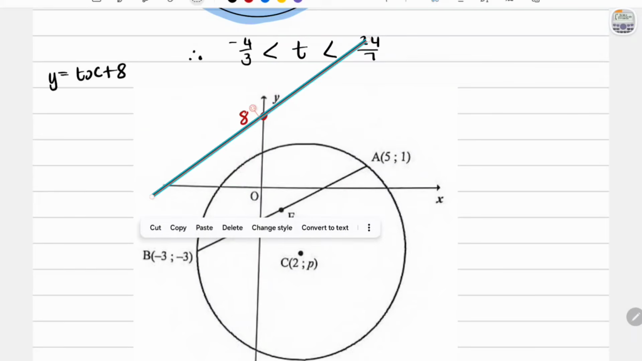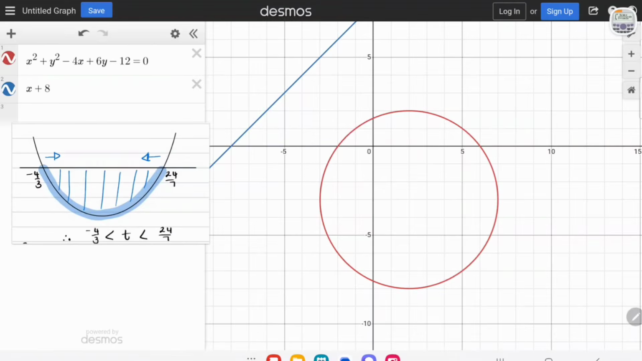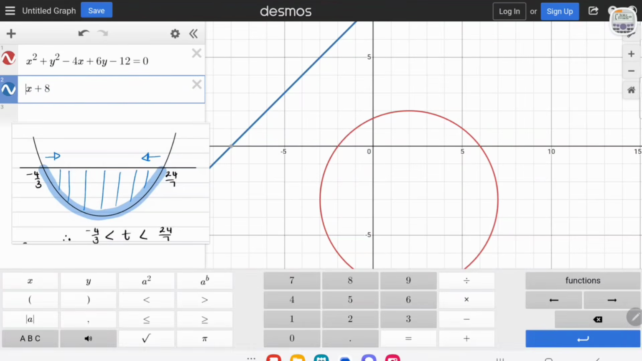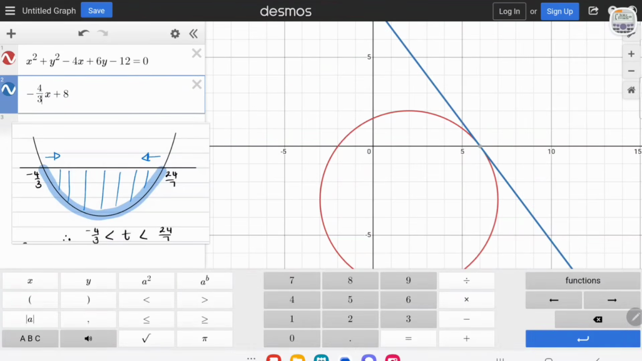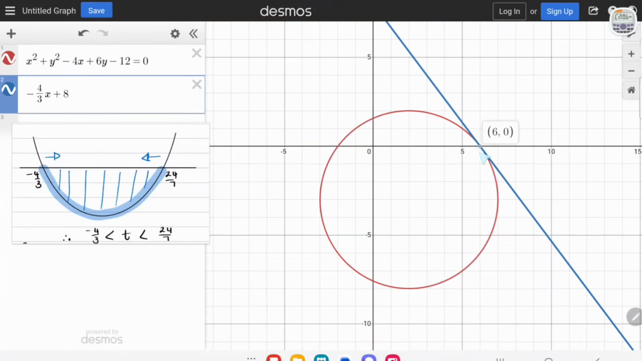Okay, let me also just show you on Desmos what's actually going on so that it's not like I'm just making this up. So here on Desmos, here is the equation of the circle. And here I just put x plus 8. So we will put coefficients or gradients for that graph. You see what happened is when I substitute -4/3, do you see what happens? It's a negative gradient and it intersects the graph at one point. We were specifically looking for values of t where this graph will never intersect the circle. So that's why it can't be equal to -4/3 first of all.